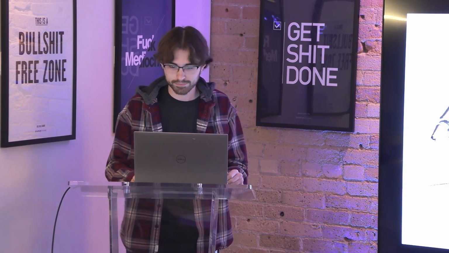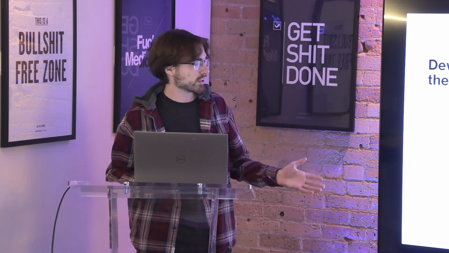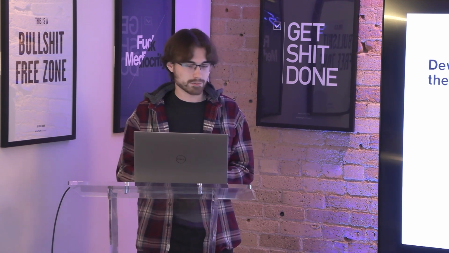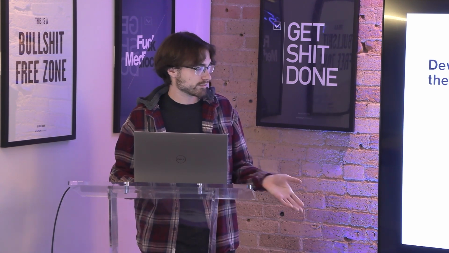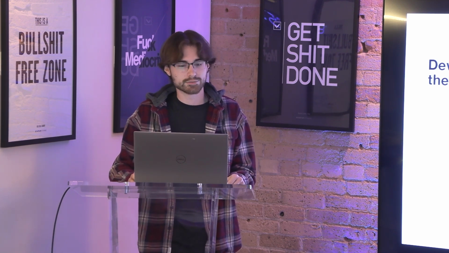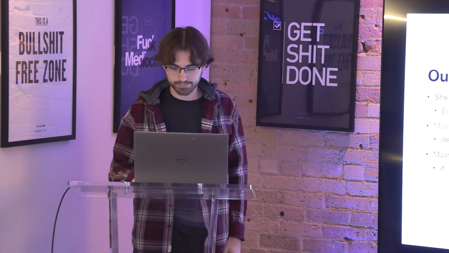So for developing the plugin, you can start with an outline, and then you want to parse in your arguments from the command line, then the main logic of the plugin. Make sure you have error handling to exit gracefully, and then at the end, exit and return the status code. This was the outline I initially used after looking at some other plugins. You need the shebang line, which ensures that the plugin is executed with the proper interpreter, and then your main function, and then your main entry point.